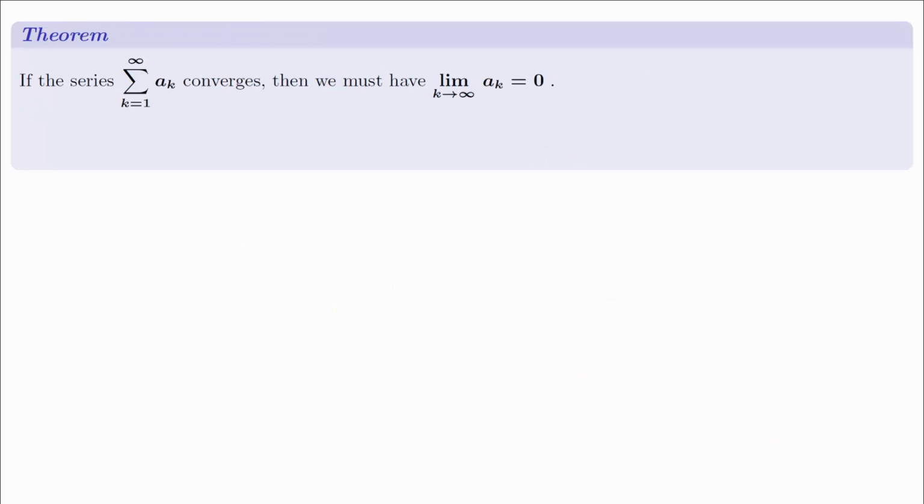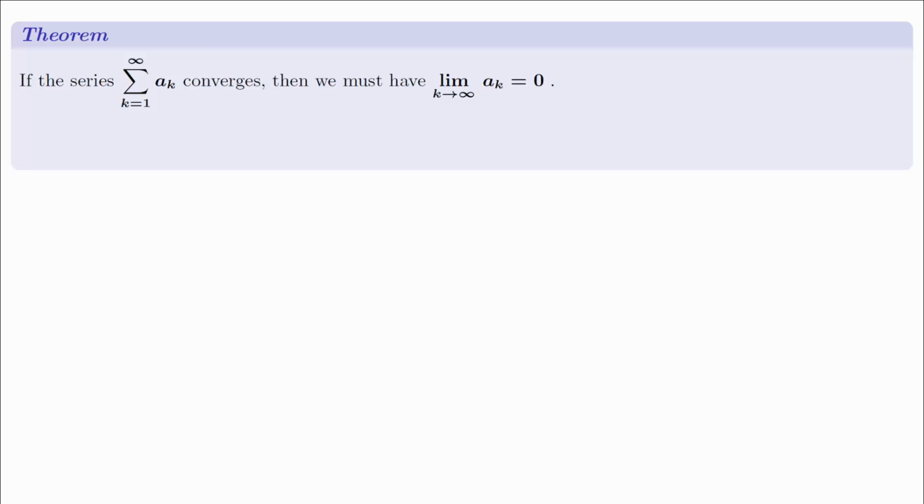The next principle we want to state and prove is a first result which allows us to assert that a sum does not make sense. The theorem goes as follows. If the series summation k equal 1 to infinity of ak converges, then we must have the limit as k tends to infinity of ak is 0. In plain English, the things you are adding up must get smaller and approach 0 if you want any chance of the series converging.